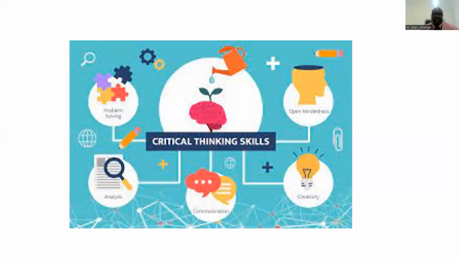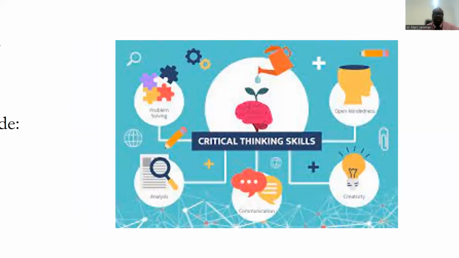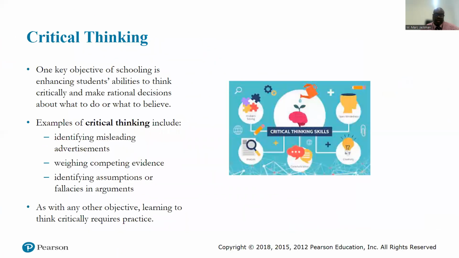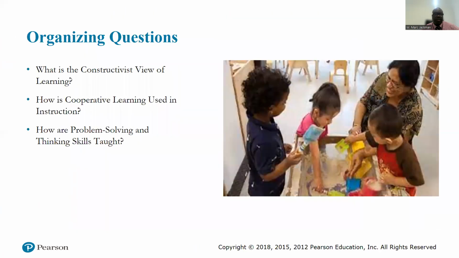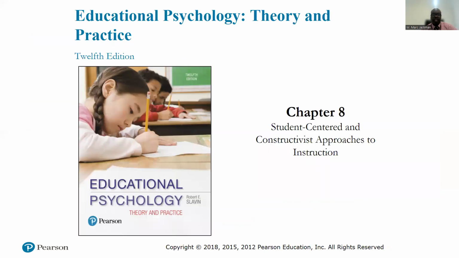Okay. So let's just go back over key areas. Back to the top to see what we would have covered. Right, so we looked at the organizing questions. Our goals were to identify what are the constructivist views on learning. How is cooperative learning used in instruction? And the whole knowledge of problem solving and thinking skills, how they can be taught to students. So those are the main areas that we covered today in this lecture on chapter 8, student-centered and constructivist approaches to instruction.